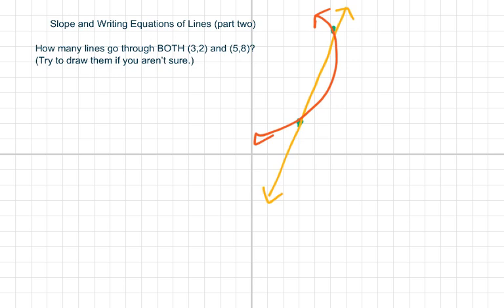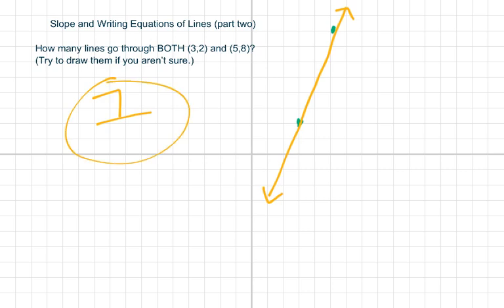We'd actually call lines curves as well. Curve is like a broad umbrella term for just about anything you could graph. But this one is definitely not a line. So if you start trying to do this out, you will come to the conclusion very quickly that you can only draw one line through any 2 points.